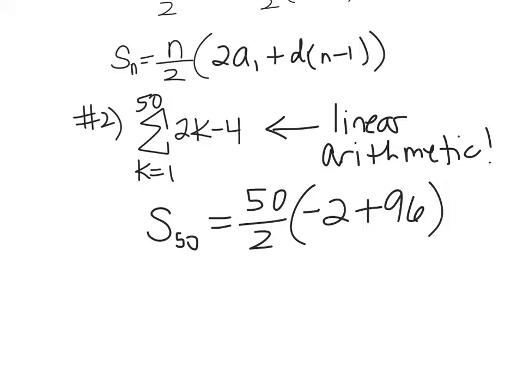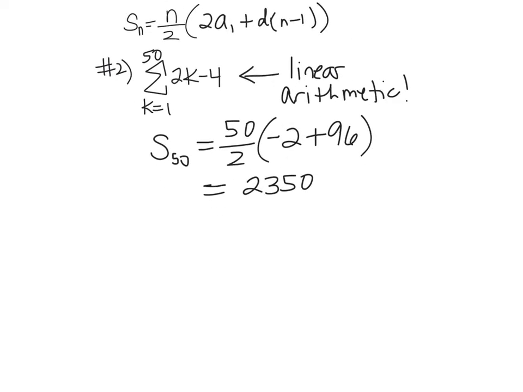And then you just go ahead and use your calculator. You go 50 divided by 2 times -2 plus 96. 2350? Yeah, nice. Or you could use your summation notation on the calculator. It'll do it for you also.